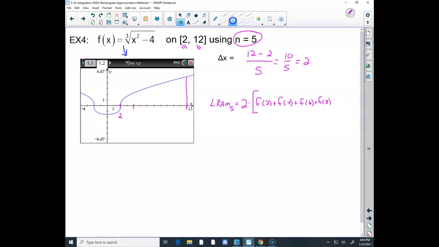Notice all I'm doing is adding my width to my functional value, f of 10, until I have achieved the number of rectangles: 1, 2, 3, 4, 5. And there it is. So bottom line, I said the left endpoints are going to give an underestimate, because here's the height of my first one, here's the height of my second one, third, fourth, and fifth.